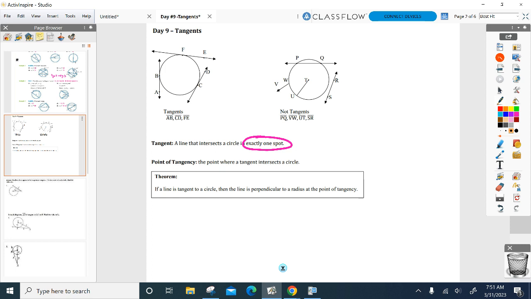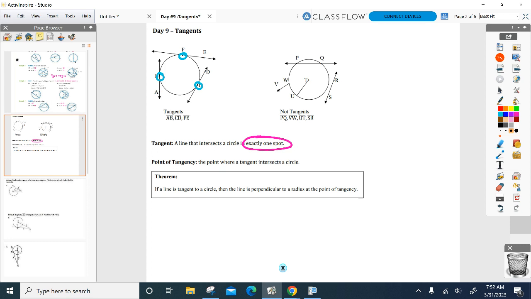So you guys see here in my first diagram, I have 3 different tangents drawn because let's see, this one only intersects it at point F. This one intersects it at point C. This one intersects it at point B. So a tangent in a circle, a tangent line, only intersects the circle one spot only. Everyone look at my second diagram. I want to go through each of those and somebody help me tell me why those wouldn't be tangents.